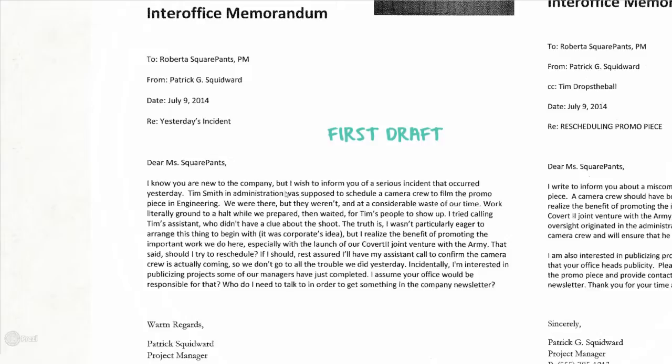The first line is really sort of a throwaway line that we probably wouldn't need in revision. "I wish to inform you of a serious incident that occurred yesterday," but we still haven't told our reader anything. We haven't told them what the incident is. And then we get to the second line, which starts to get to the heart of the incident, but it's very much about placing blame. "We were there, but they weren't, and at a considerable waste of our time."